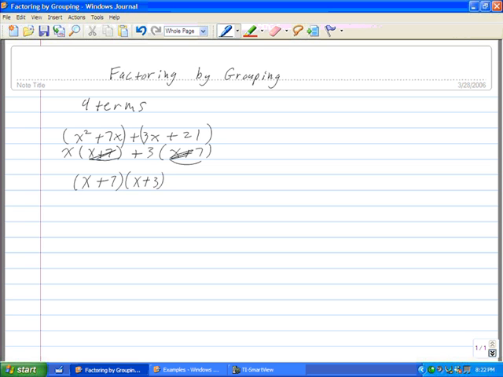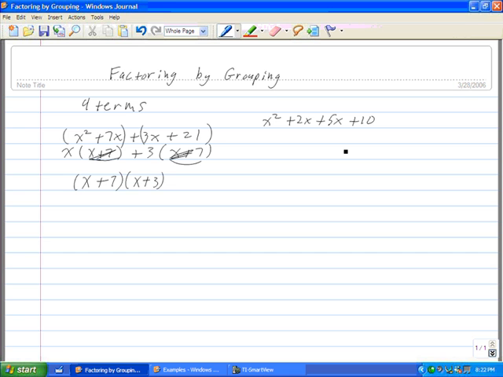Alright, so let's try that again. Let's see how that works one more time. Let's take x squared plus 2x plus 5x plus 10. And we see we have 1, 2, 3, 4 terms. Grouping is the technique we will use. You notice the first 2 have a GCF. The last 2 have a GCF. As a matter of fact, the second and the last have a GCF. The first and the third do as well. So which grouping would be best?